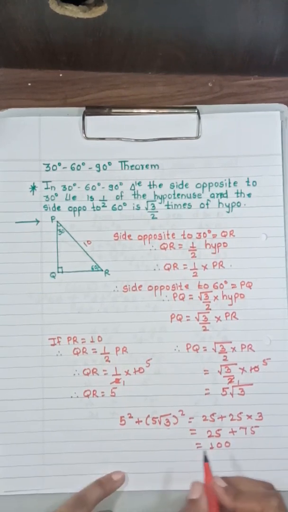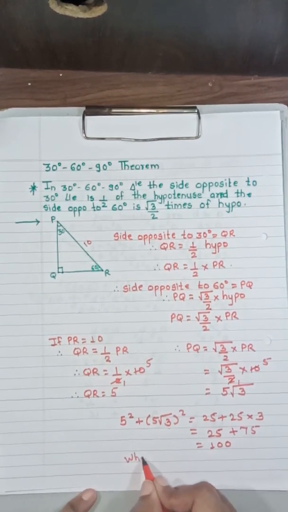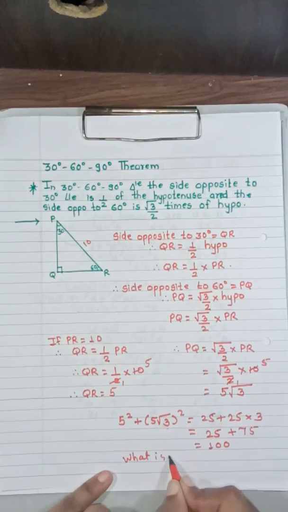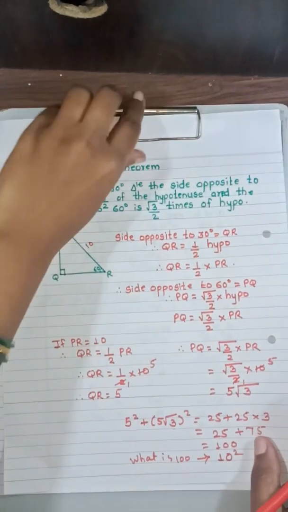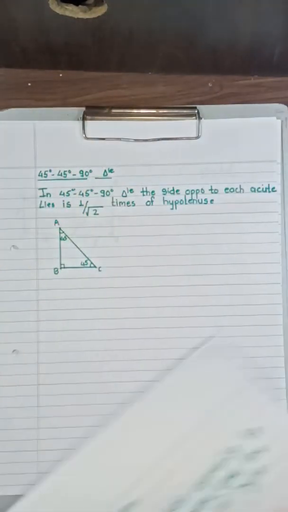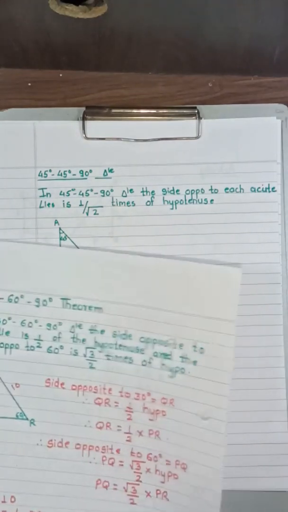So what is 100? It is the square of 10. Now let us see the 45, 45, 90 triangle.